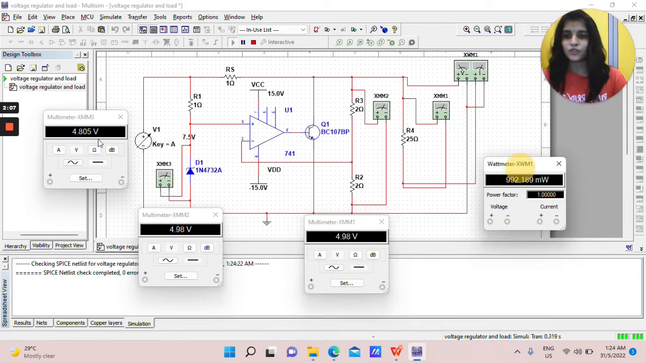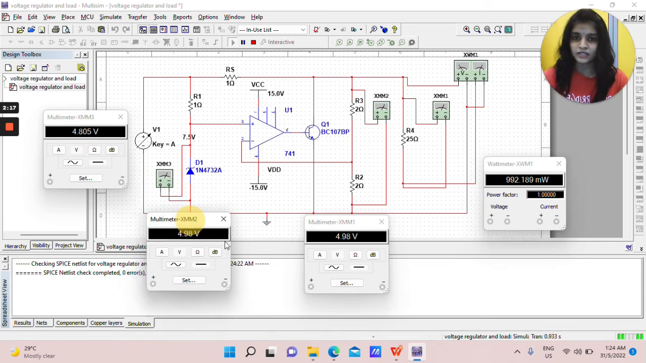Okay, so based on this, we already know the zener diode voltage. This is the Multisim connected to the diode. The voltage I got is 4.805 volt. This is the one near R3 and R2, which are in parallel, so it will be a similar voltage. So 4.98 volt and some 4.898 volt, and this is the power. So the power will be 992.189 milliwatt. So this is the measured value I get.